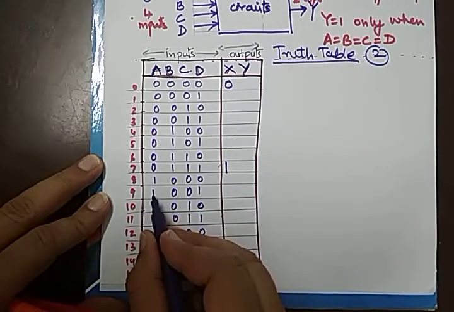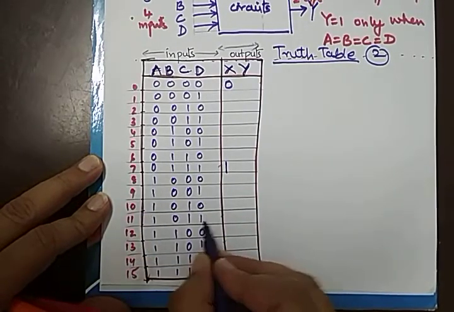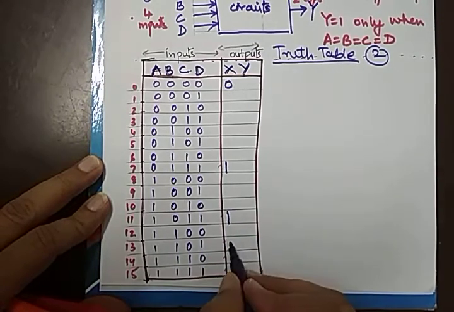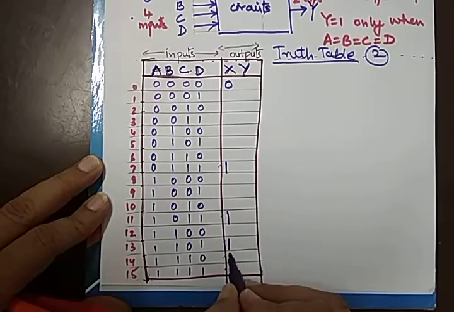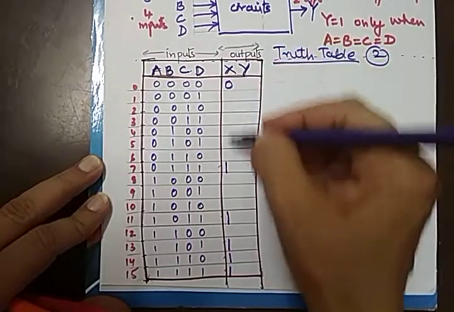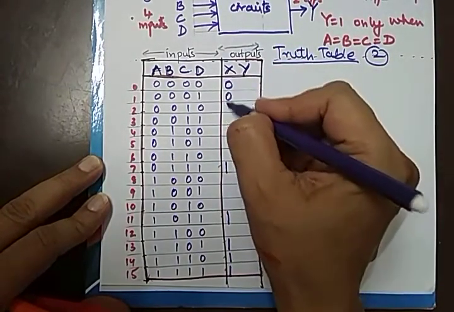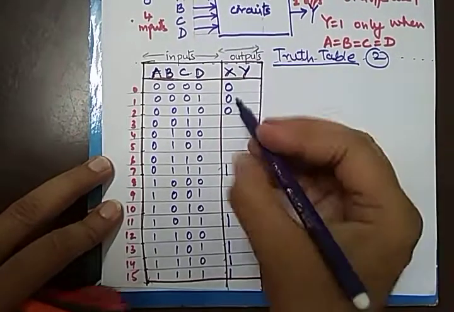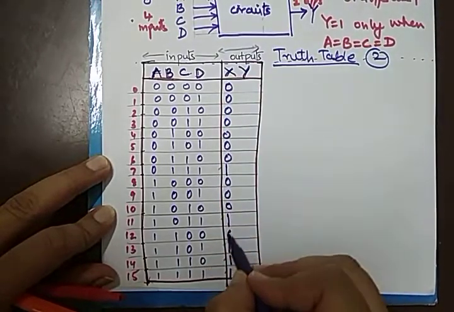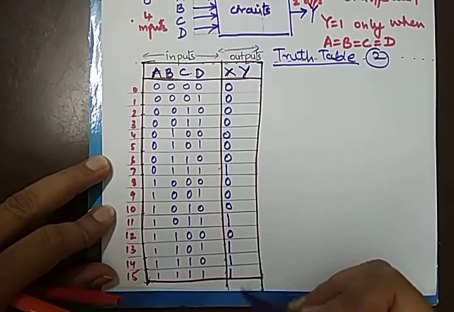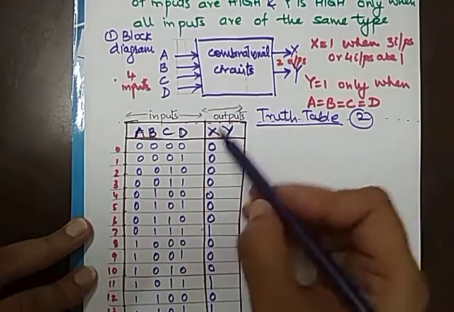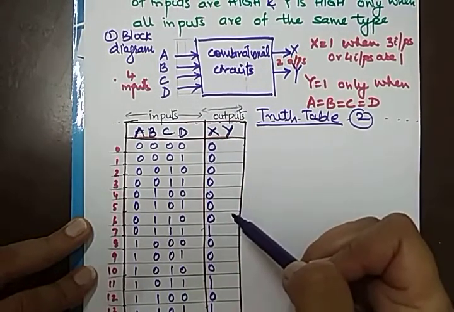Again a single 1, 2 ones, 2 ones. Here we have another 3 ones. So here the output X will be 1. 2 ones, 3 ones. Again X is 1. 1, 2, 3 ones. X is 1. 1, 2, 3, 4 ones. So X is 1. So X is 1 in these conditions, and for the remaining conditions, the value of X will be 0. So this is how the truth table is carefully filled looking at the statement of the problem. Now let us fill the output Y.